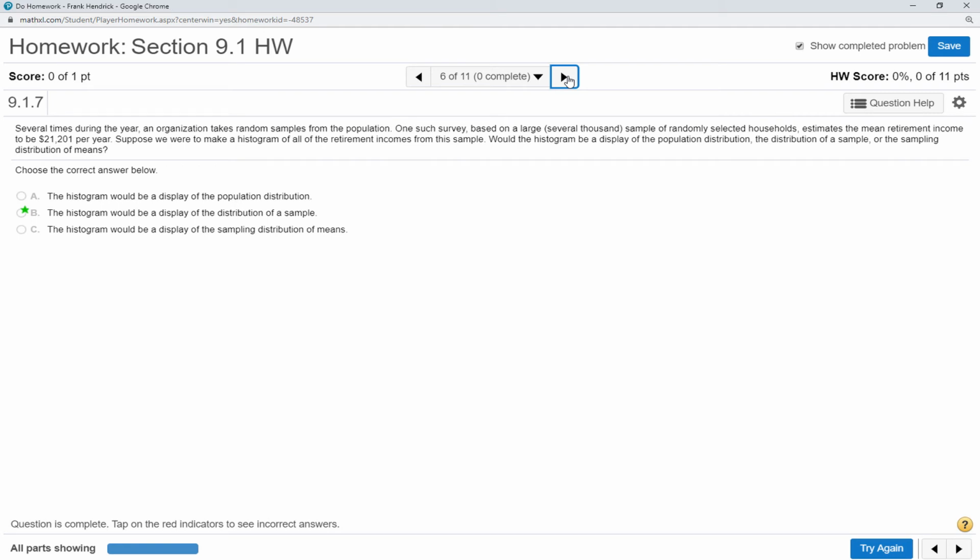Several times during the year, an organization takes random samples from the population. One such survey, based on several thousand randomly selected households, estimates the mean retirement income to be $21,201. It's supposed to be a histogram, but does the histogram display the population distribution, the distribution of the sample, or the sampling distribution? The histogram would display the distribution of the sample, how the sample was distributed.